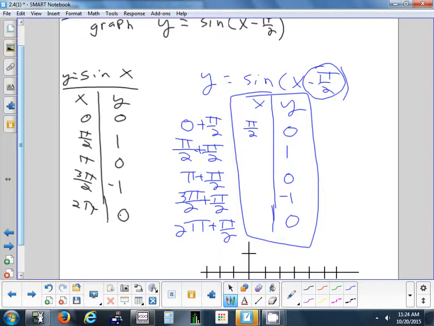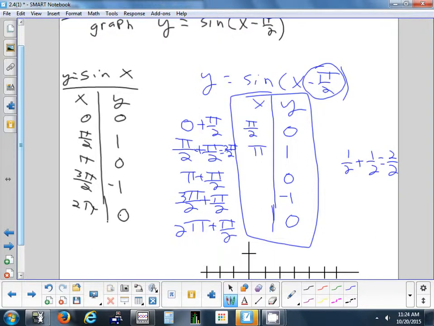Okay, next one. We got pi over 2 plus pi over 2. What's that add up to? 2 pi over 2. It's just like adding up 1 over 2 plus 1 over 2. It's 2 over 2. Right? Well, this is pi over 2 plus pi over 2. 2 pi over 2, but I can reduce that one. So what does that reduce to? Pi.